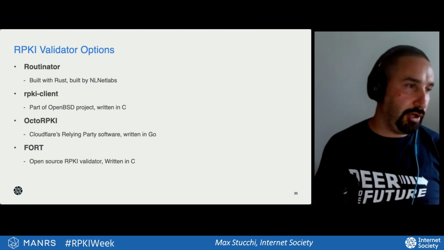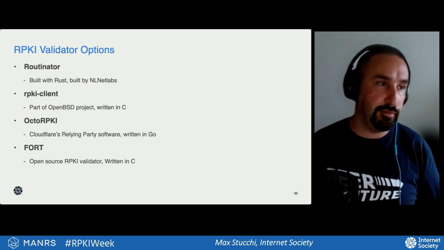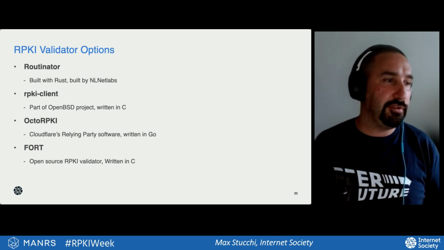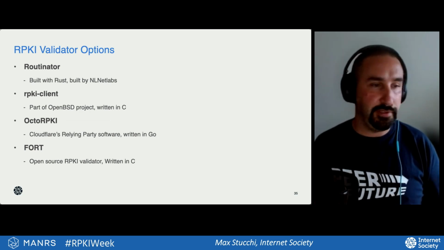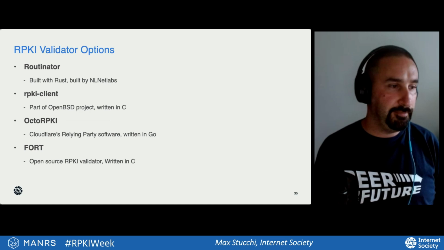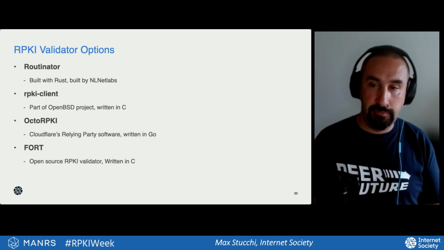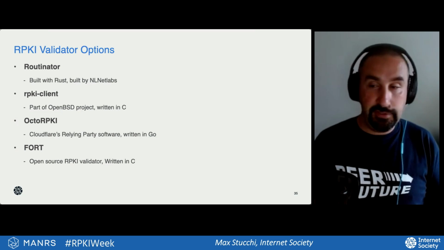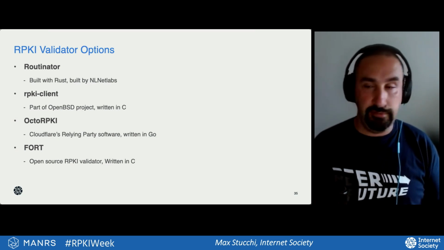Well, you have different options for running validators. You have Routinator, Rust, by NL NetLabs. You have RPKI client, that's part of the OpenBSD project, written in C. You have Octo RPKI, that's from Cloudflare, and then Fort. Personally, I use Routinator and Fort.